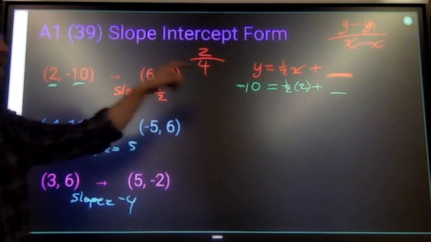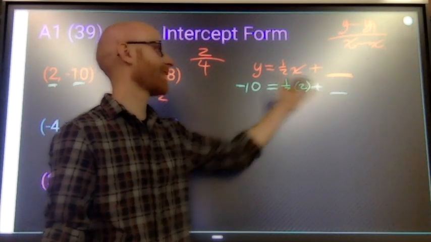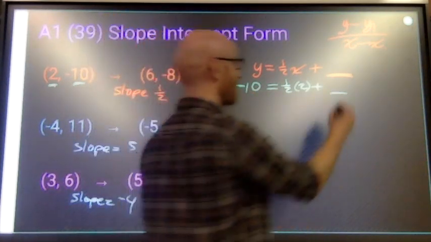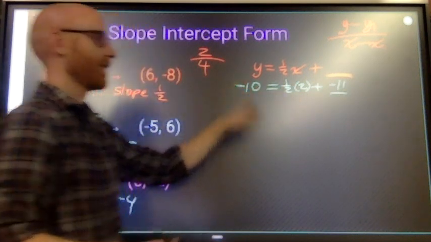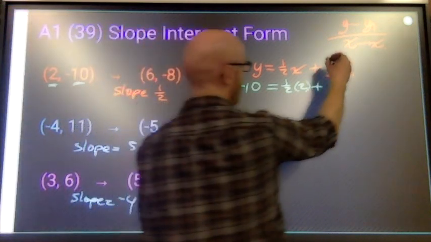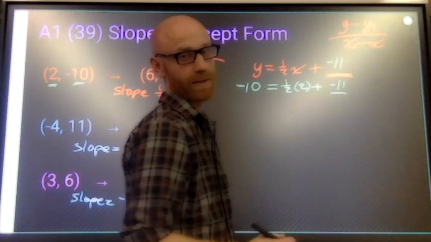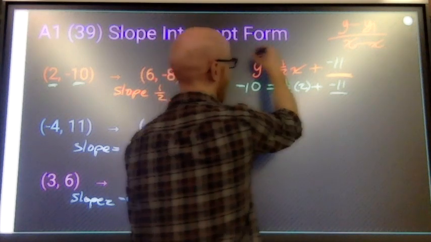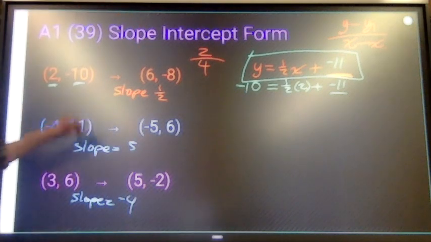So 1/2 times 2 is 1. What do I need to add to that to get negative 10? I need to add negative 11. Negative 11 plus 1, negative 10. Okay, so that means that my y-intercept is negative 11. That's my equation. See if you can do that with blue and pink.